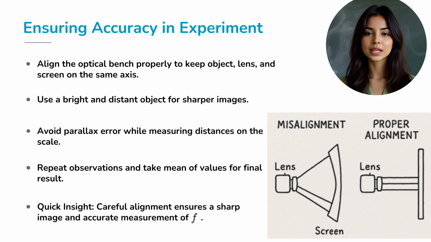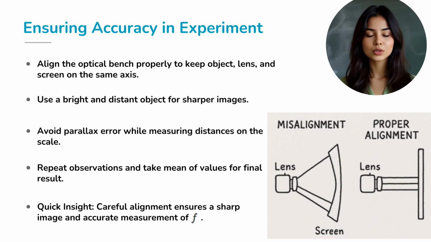Let's see how we make sure our measurements are reliable. First, the optical bench must be aligned properly. The object, the lens, and the screen should all be placed on the same straight line. If they are misaligned, the rays of light won't converge correctly and the image will be blurred. As you can see in the diagram, misalignment produces a distorted image, while proper alignment gives a sharp one.